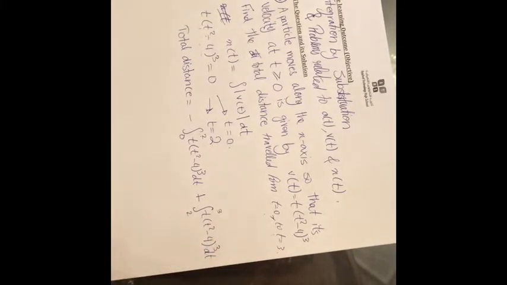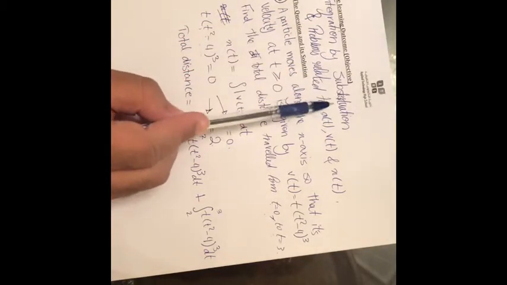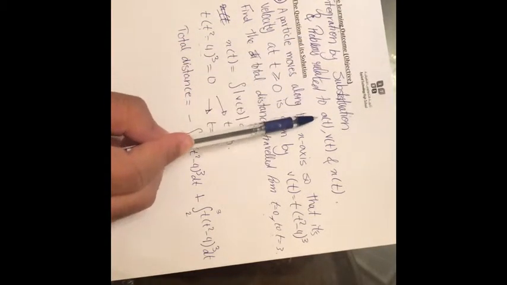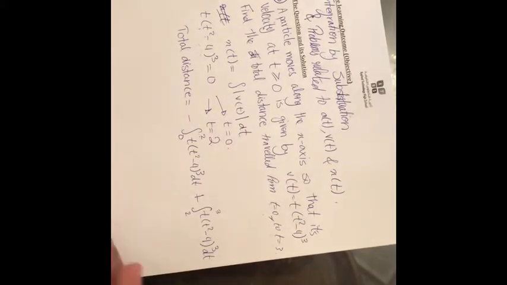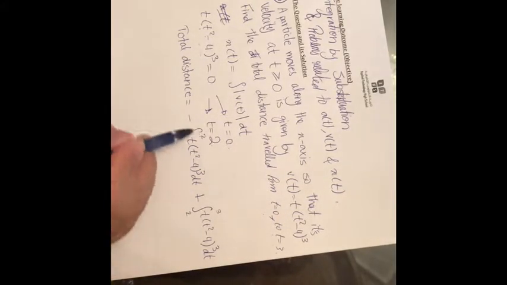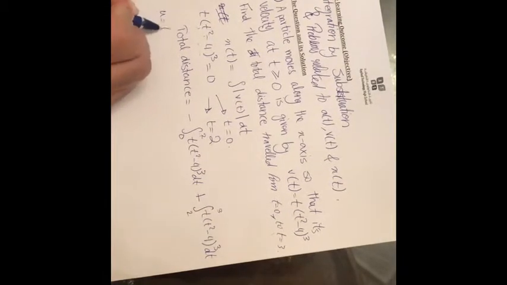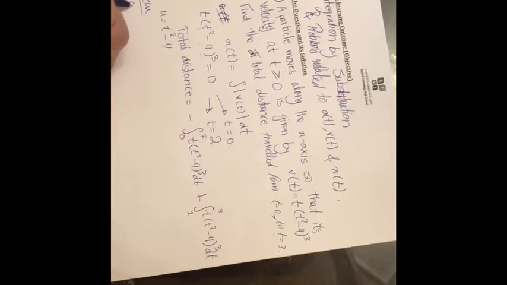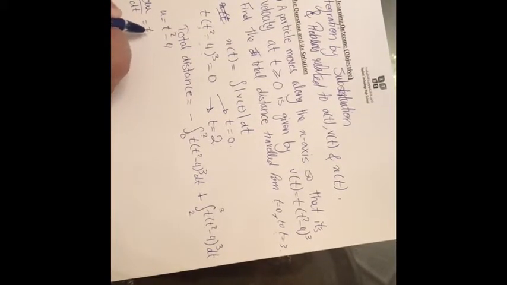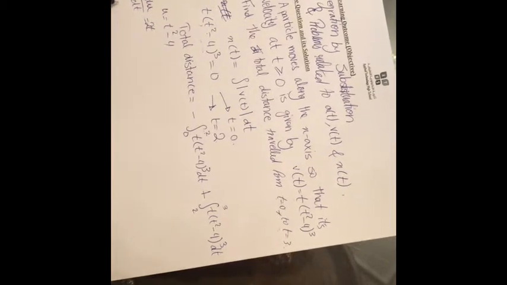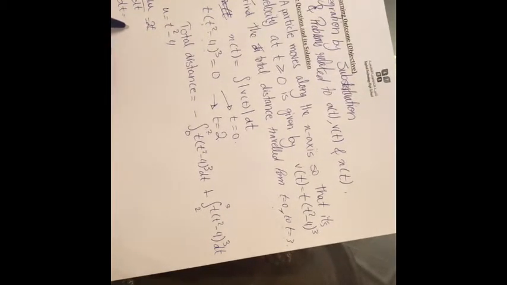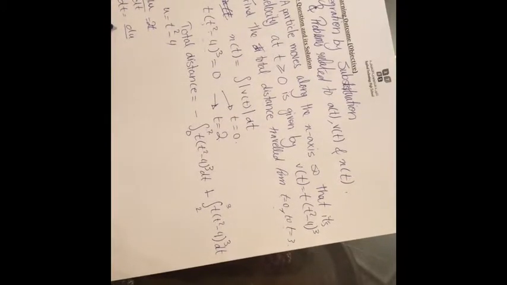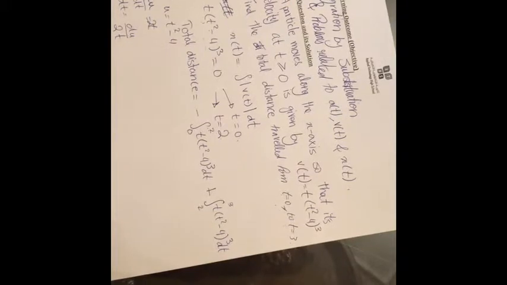Since the objective of this question is integration by substitution and problems related to acceleration, velocity, and displacement, we will use integration by substitution, where our u will be t squared minus 4, which means du over dt is 2t, and our dt is du over 2t.